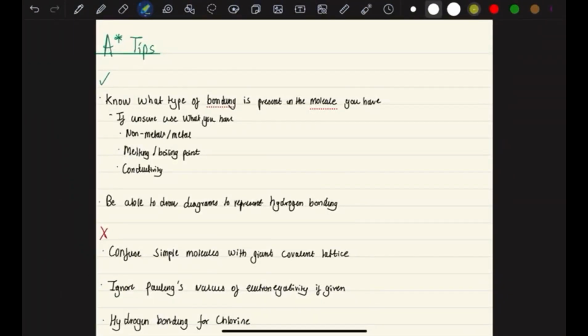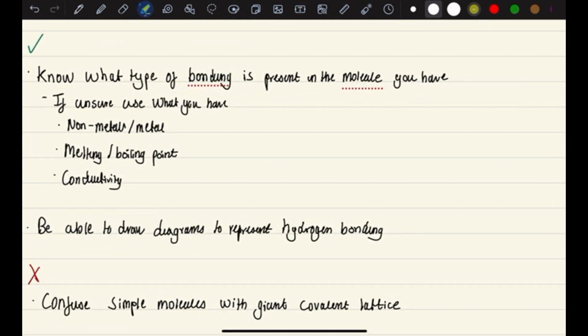Hoping I haven't waffled on too much, but here are your A-star tips. Literally, I think a lot of this is just going to be knowledge. So know what bonding is present in the molecule you have. Similar to the example I did with silicon dioxide and silicon chloride, I just need you to know, is it metal or non-metal? That will tell you what type of bonding it is, or what bonding it can be. Melting and boiling point: if I see a melting point of minus 69, I'm immediately thinking this must be a simple molecular lattice. No way a giant covalent, giant ionic or giant metallic structure is going to have a melting point of minus 69. It's way too low.